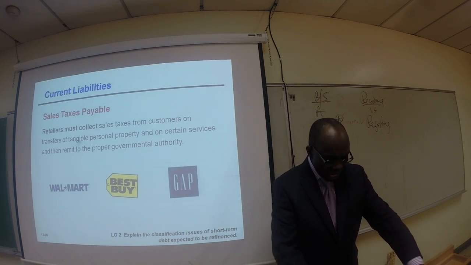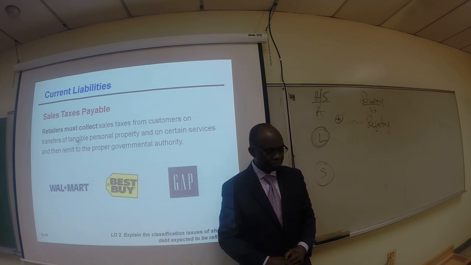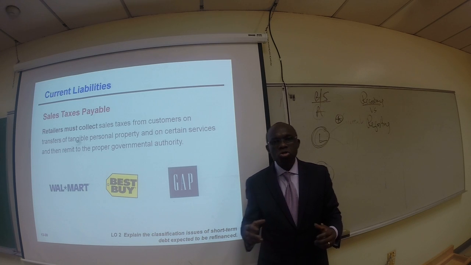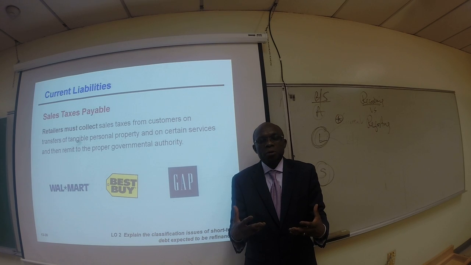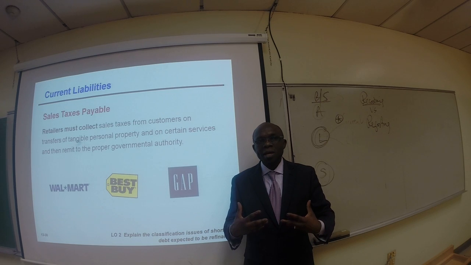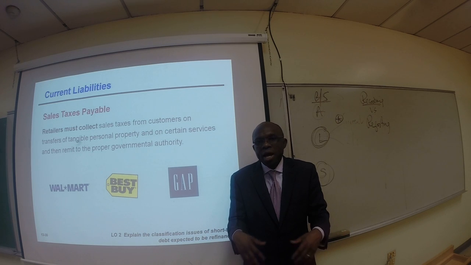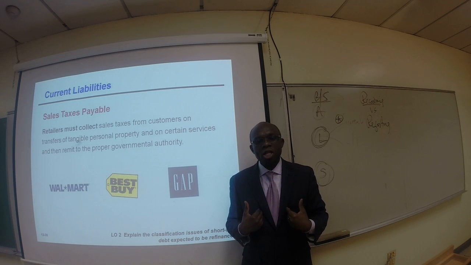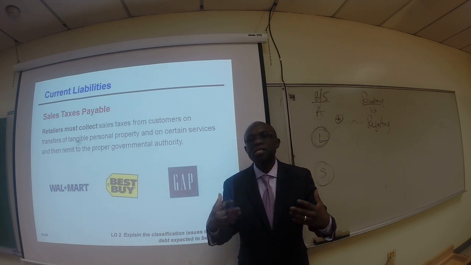Moving along, here is another example of a current liability: sales taxes payable. If you are a retailer in most states, for those states that have sales tax, you become a collection agent for the government. For example, if you have a retail shop and you sell clothes, when customers walk in and buy clothes, the state of Illinois expects you to charge your customer and collect sales tax from your customer.